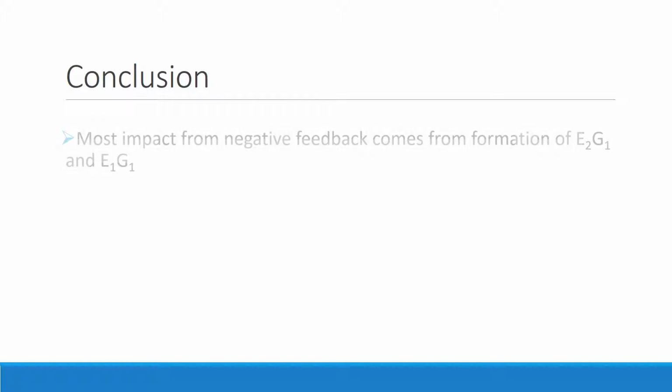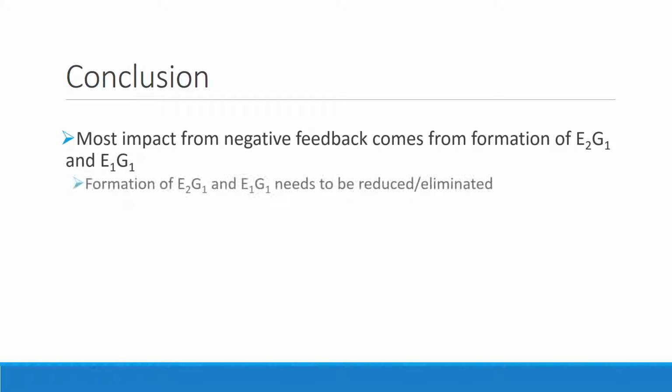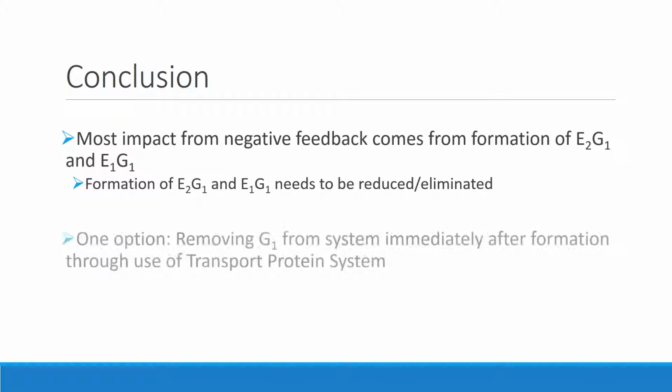So in conclusion, the most impact from the negative feedback came from the formation of the E2G1 and E1G1 complexes. So to make the process more efficient overall, the formation of these complexes needs to be reduced or eliminated. In order to do that, a transport protein system was introduced that removed G1 immediately after formation, making it so that it could not form those complexes anymore.